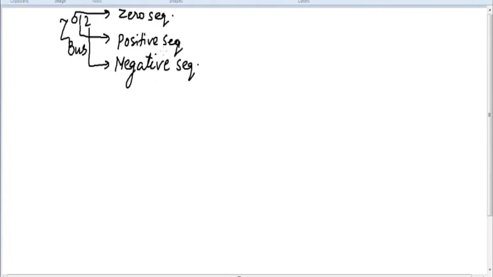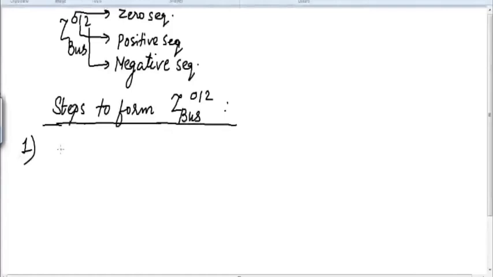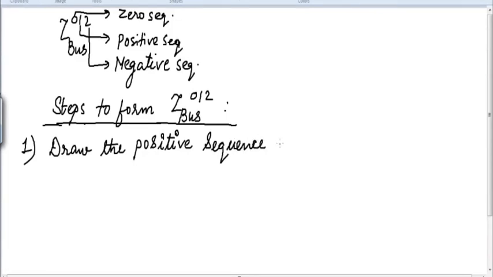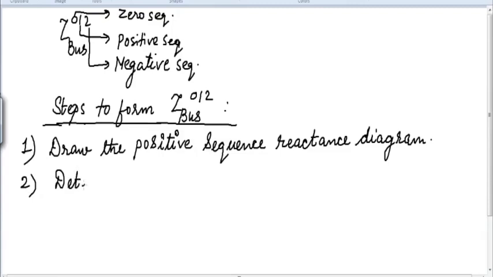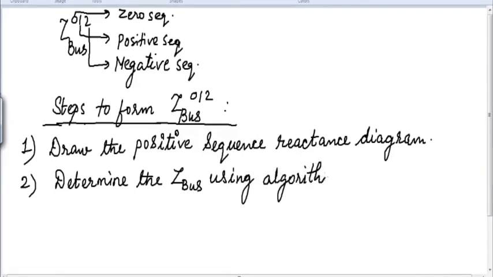Now we will start, one by one, to write the steps for how to form this. The first step is to draw the positive sequence reactance diagram. I hope you all remember the procedure to draw the positive sequence reactance diagram; you all learned it in EPS 2. This will be the first step for formation of Z bus 0, 1, 2. Then the second step will be to determine the Z bus using the algorithm technique. This we have done in unit number 2.